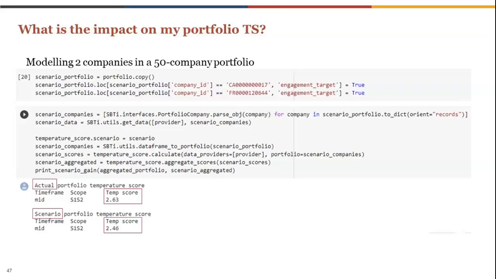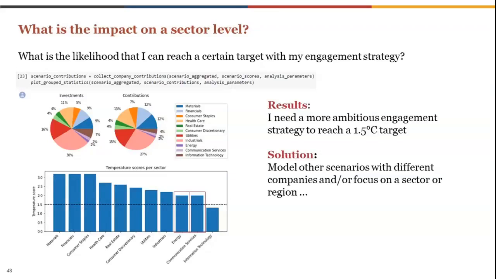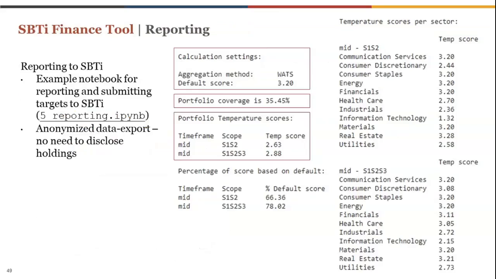We can also drill into this on a sector level here. And as we can see, the energy and communication services sectors have dropped quite significantly due to our engagement with these companies. So naturally, the result of this is that we need more ambitious engagement, and obviously over a longer period of time, in order to shift all the companies in our portfolio. The solution here is to use this tool to model various scenarios. And when you've devised a strategy that you're happy with, and you say, okay, we can actually reach a 1.75 degree or a 1.5 degree target in a reasonable amount of time, and therefore we are going to set a target, so this is our strategy.